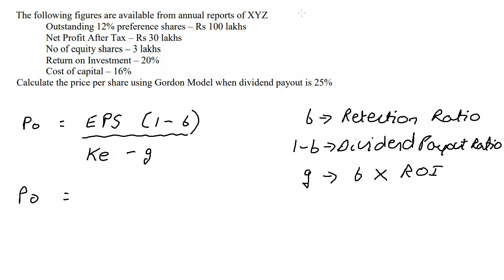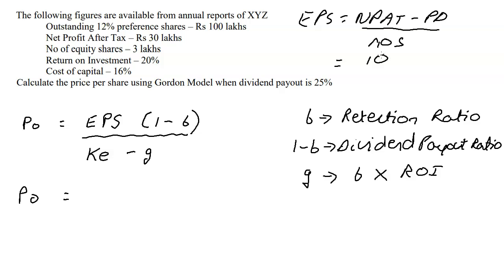We've been given a formula for earnings per share: net profit after tax minus preference dividend upon number of shares. Number of shares is directly given to us, so that makes life easy. We have preference shares, so preference shares 12% into 100. So how much is our net profit after tax? Net profit after tax is 30 lakhs and 12%. Preference dividend is going to be 12% of 100 lakhs.